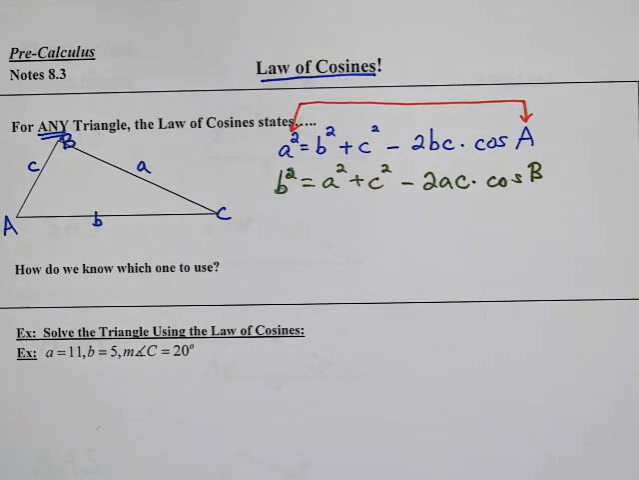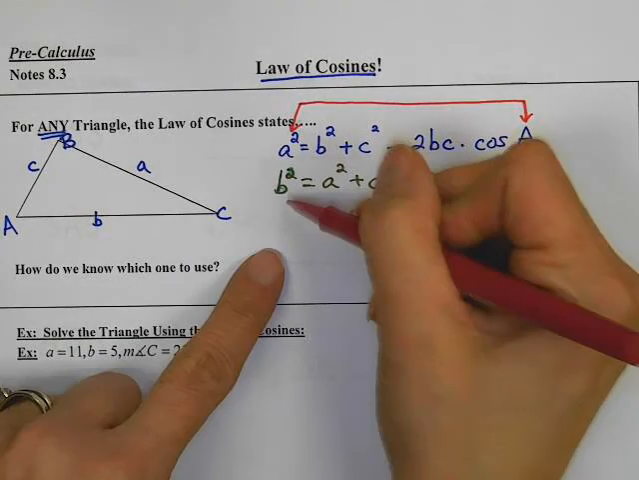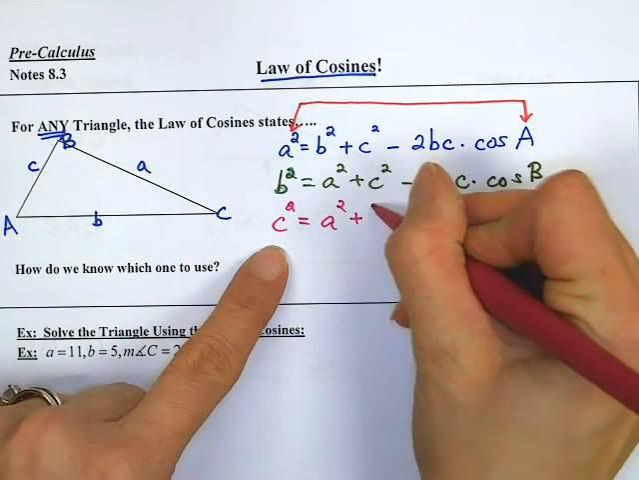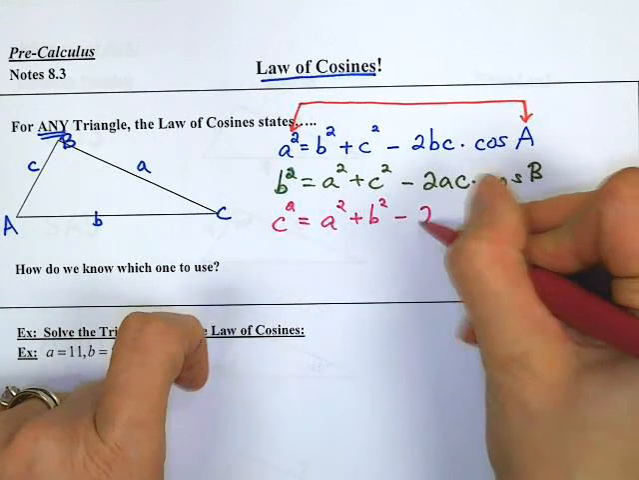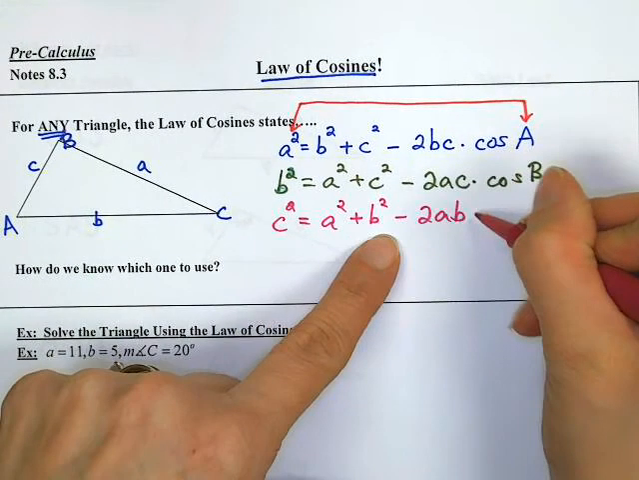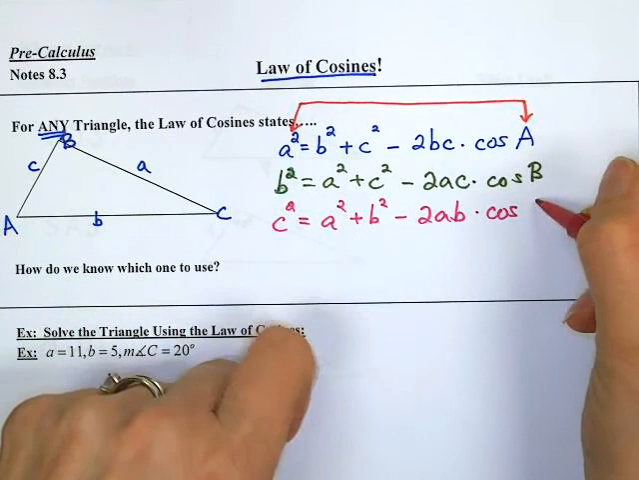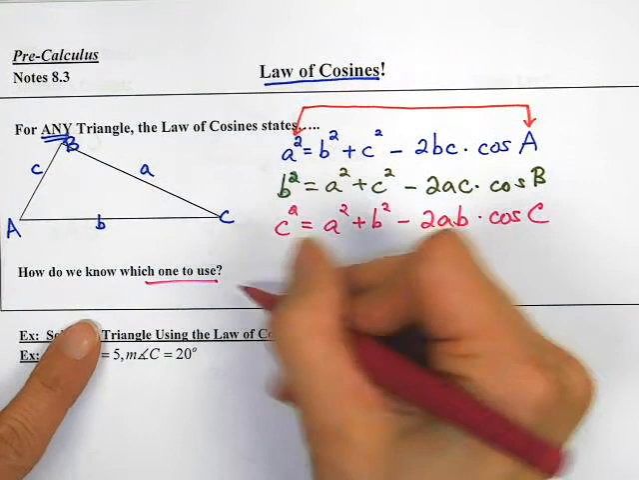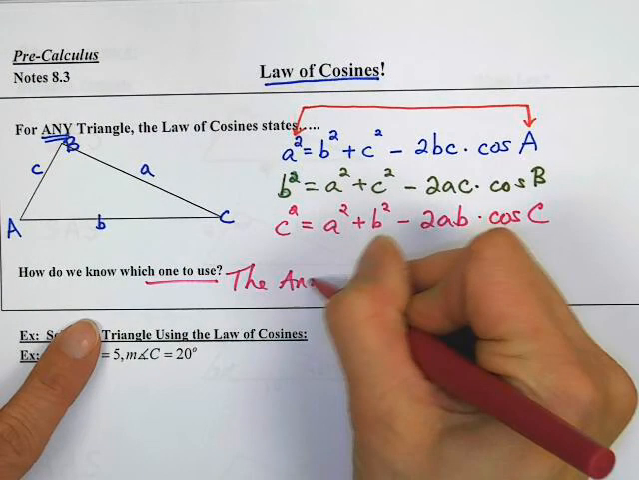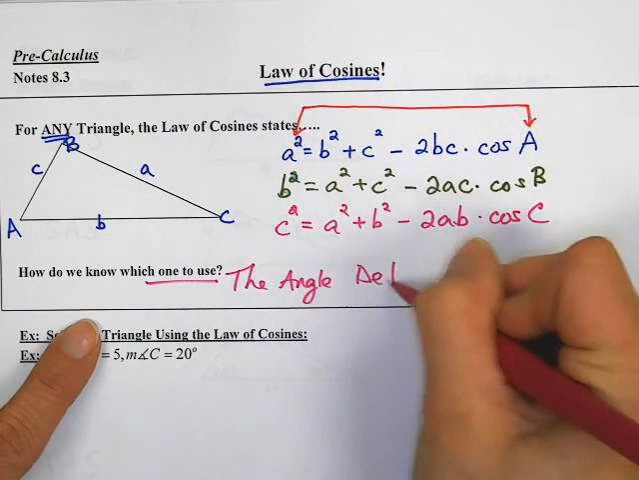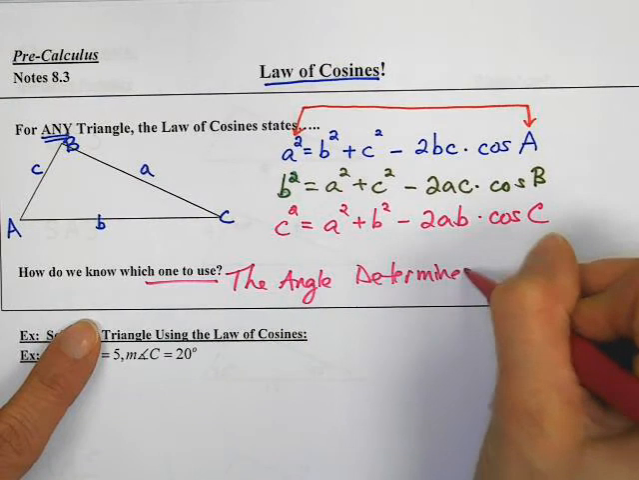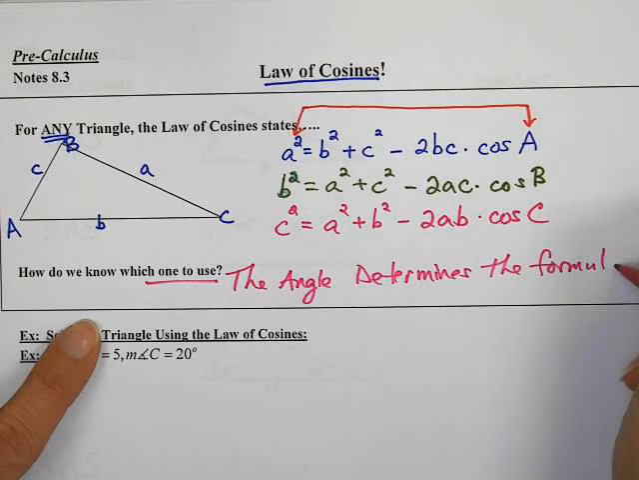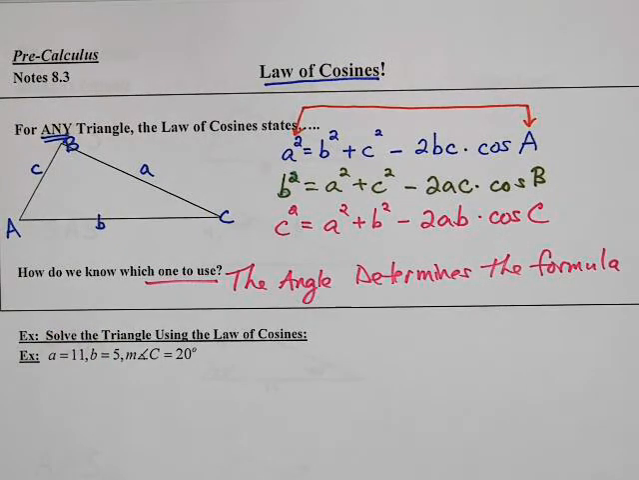Now let's practice one more time. The only version I haven't written yet is c squared equals a squared plus b squared minus 2, there's an a, there's a b, times the cosine of angle c. How do we know which one to use? The answer is the angle determines the formula. So if you have angle c, then you're going to start off with c squared equals.